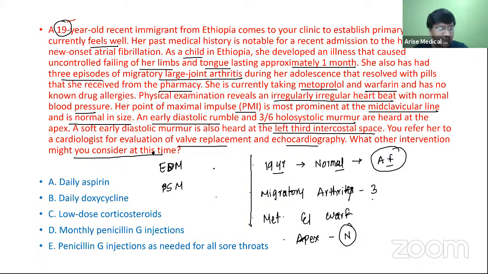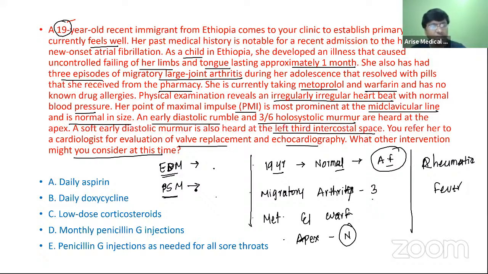Yes, very good. Chaitanya Gampa has answered it very correctly. So this particular patient is suffering with rheumatic fever. Right? Now, any one of you, please tell me in which clinical condition you will have early diastolic murmur, and in which clinical condition you will have pansystolic murmur. Any one of you, please. What is the clinical condition where you will have early diastolic murmur? What is the clinical condition where you will have pansystolic murmur?